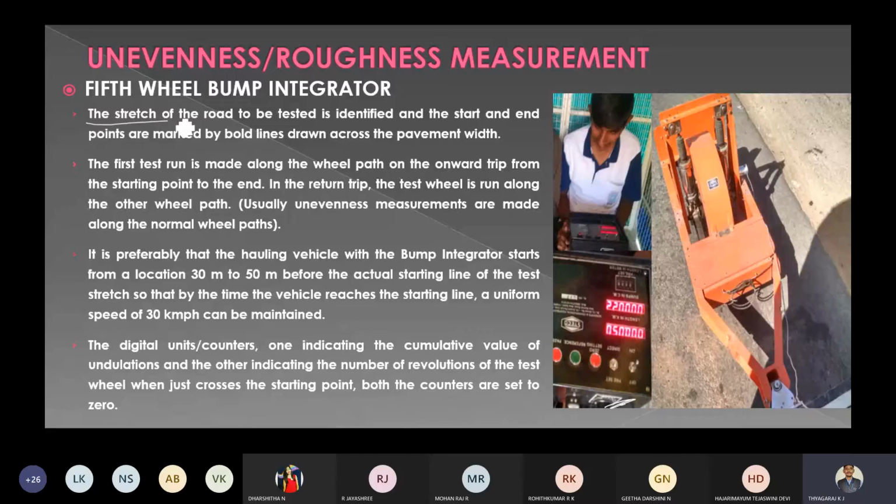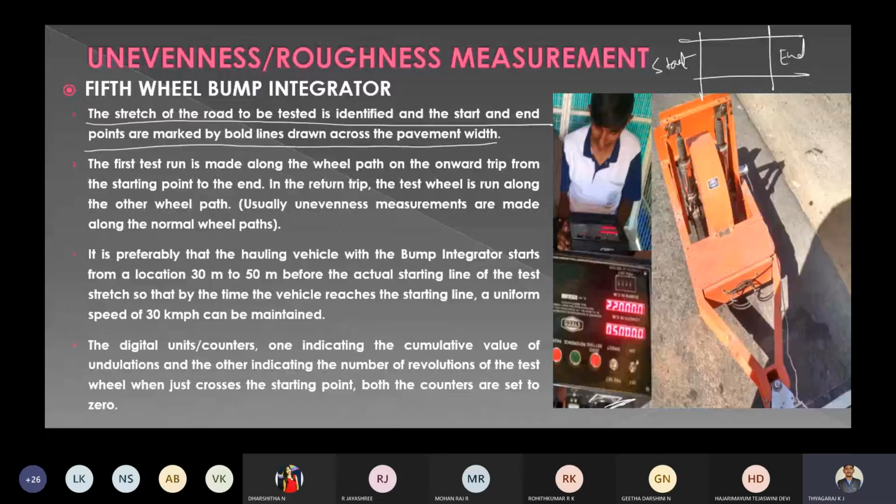The stretch of the road to be tested is identified and the start and end points are marked by bold lines drawn across the pavement width. So if you are conducting this fifth wheel test, the starting point and the ending point of the pavement should be marked across the width of the road. For example, if the road is like this, you are going to mark the starting point and ending point. So the start and ending point of the road is marked.